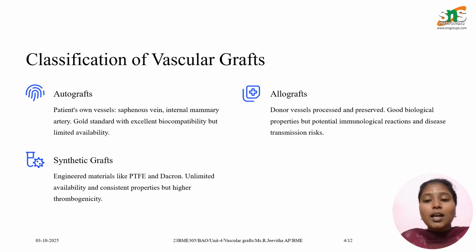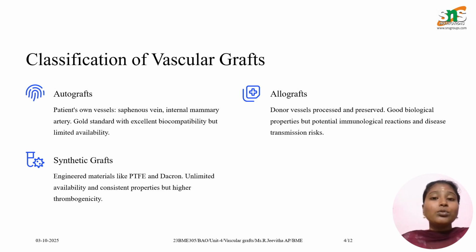The second one is allograft. It uses donor vessels to replace the damaged tissues. It has low biocompatibility because it comes from outside the body, so sometimes it creates toxic reactions also.